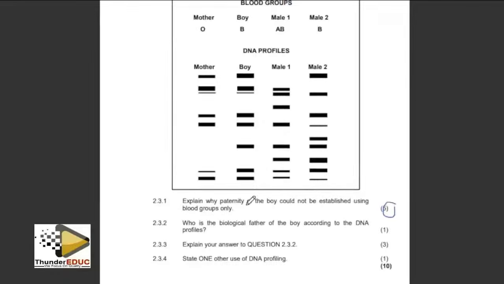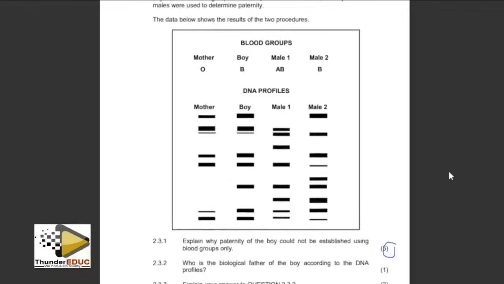Explain why paternity of the boy could not be established using the blood group. Why is a paternity test not able to conclude that this is the father of the individual? It's because many people have the same type of blood group. So you can't say, as I showed you, that blood group A married to blood group B will produce blood group O, still they produce blood group AB, still they produce blood group B.